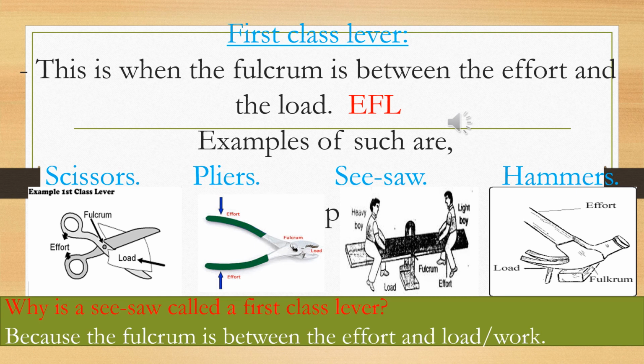Let's look at the scissors. This is a scissor. So you can see this is the effort. What effort have you applied to do the work? So the effort is right here, and in the middle is a fixed point, which is called the fulcrum or the pivot. And then we have the load.